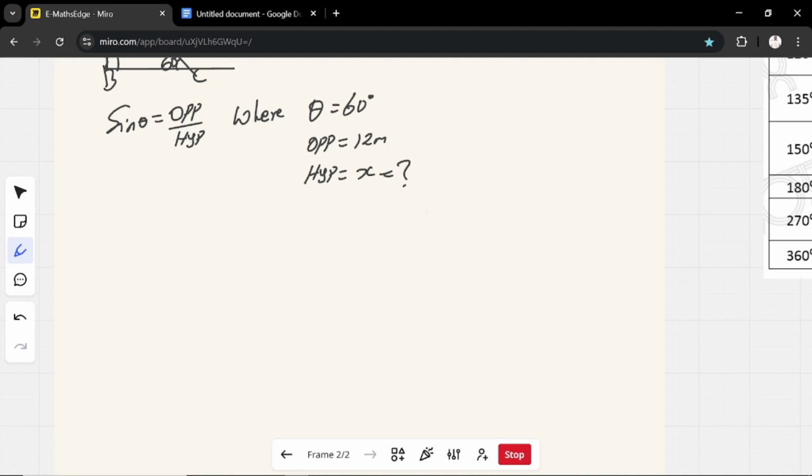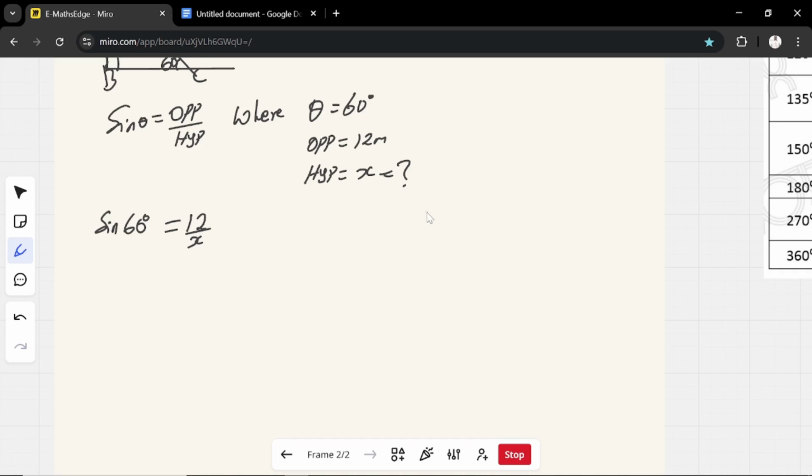So this is going to be sine, no longer theta, since we know our theta to be 60 degrees. We are no longer using theta, rather we are using 60 degrees, equal to, what's the value for opposite? 12 over, what's the value for hypotenuse? We have it as x, right?